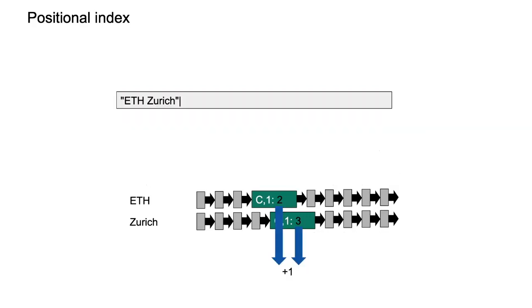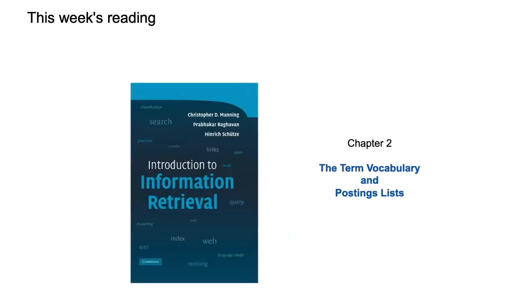And now, how can we tell that document C contains ETH Zurich? Well, we know that document C contains ETH at position 2 and it contains Zurich at position 3. So 2 plus 1 equals 3, right? So we know that ETH is next to Zurich. There you go. Now we know that ETH Zurich is there, and we know it's not a false positive. Here we know for sure because we have this information. This is it for today.